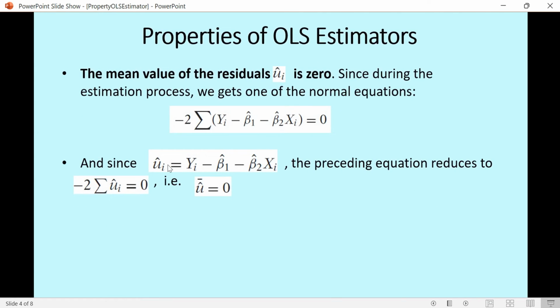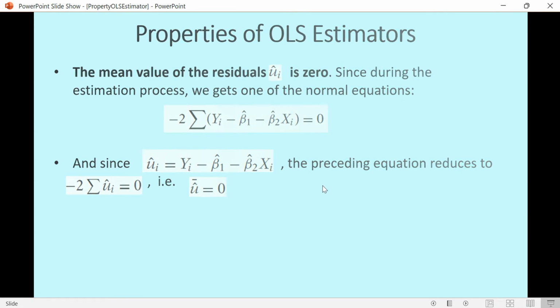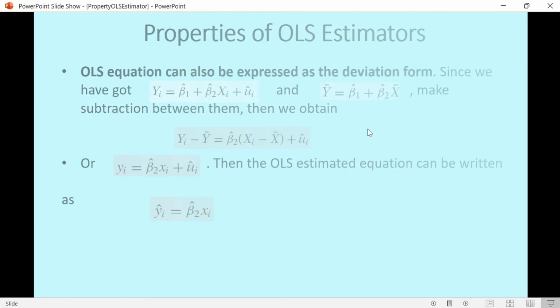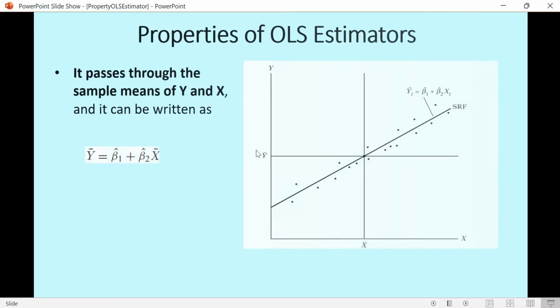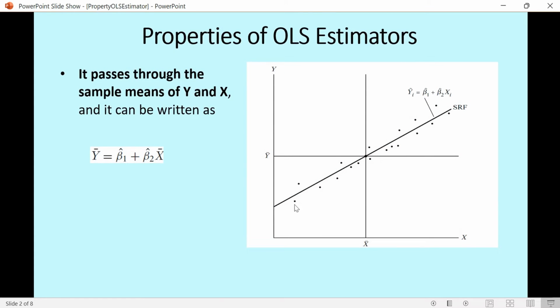So ui equals this one, and because this equation is 0, we get minus 2 times the sum of ui hat equals 0. Which means we can divide by n and get that the mean value of the residual is 0. So we look at this figure again. You can see the residual can be positive or negative, but if we sum together all the residuals and divide by the number of observations, we get 0.